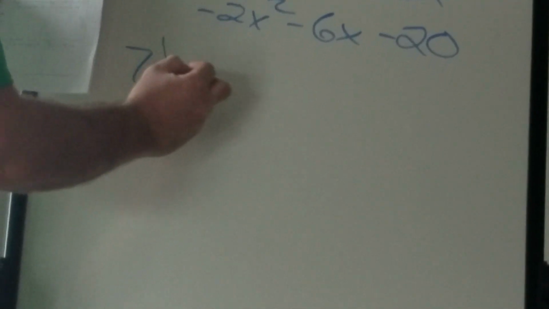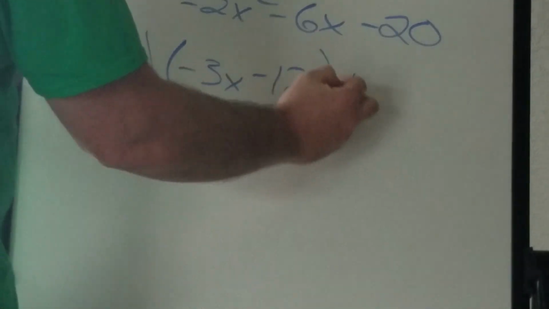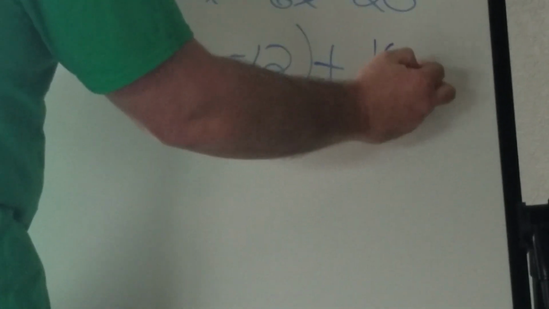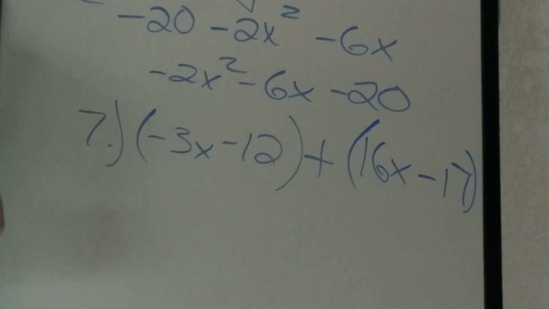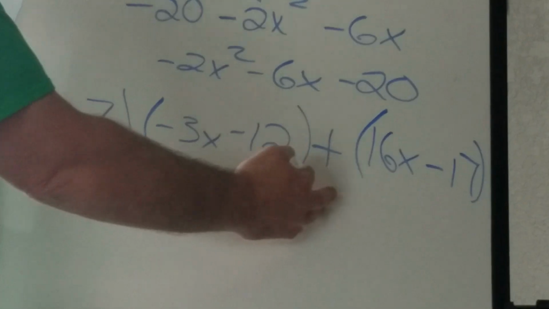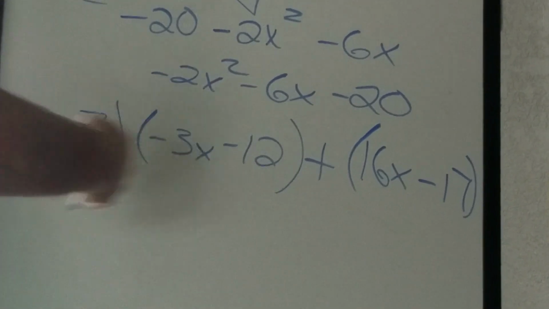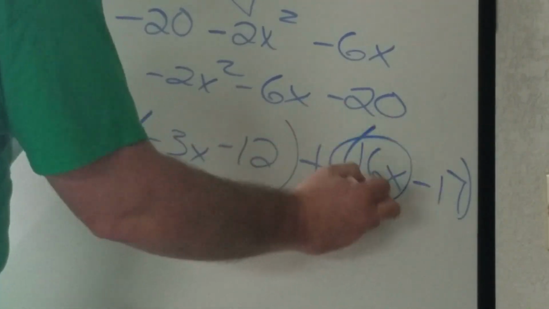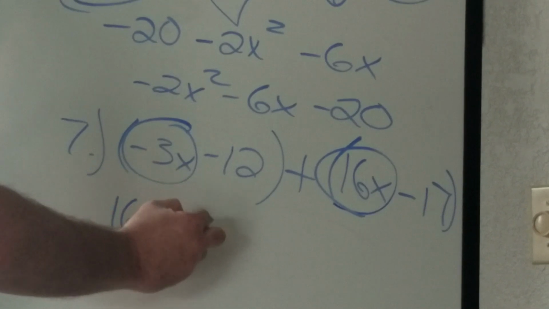Number 7. You have a -3x -12. And then you have a plus 16x -17. Once again, kids, you're looking for the things that are like, and all I'm going to do is rewrite this problem without the parentheses. And I can even stack them the way I'd like in this case. So if I took my 16 and my -3, I could go 16x minus 3x.